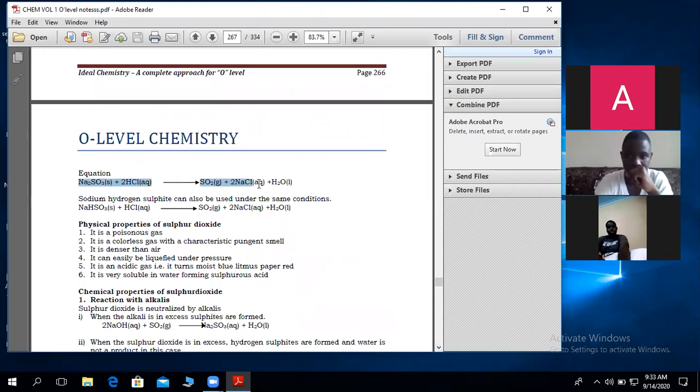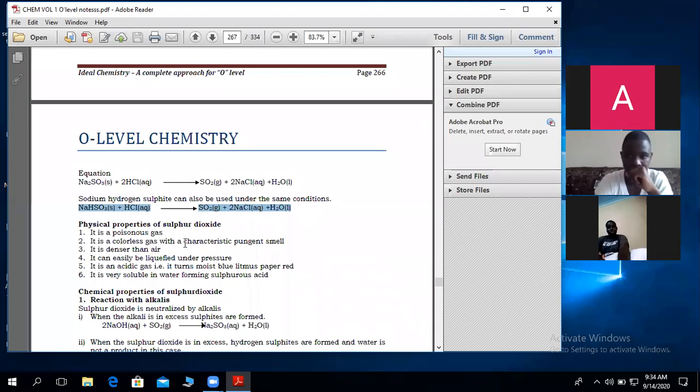And the equations are here. Sodium sulfite plus hydrochloric acid will form sulfur dioxide gas plus sodium chloride plus water. Sodium hydrogen sulfite can also be used, and when it is used, the equation remains the same, as you can see here.